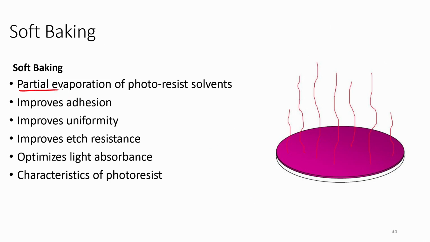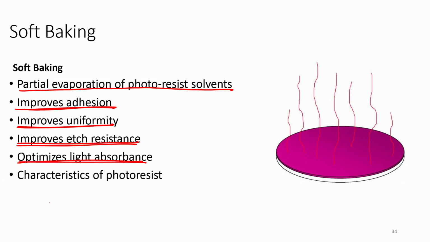First is partial evaporation of photoresist solvents. Second, it improves adhesion. Third, improves uniformity. Fourth, improves etch resistance. Then optimize light absorbance. Finally, these are the characteristics of a photoresist: optimize light absorbance, improves etch resistance, uniformity, improves adhesion and partial evaporation of photoresist solvents.